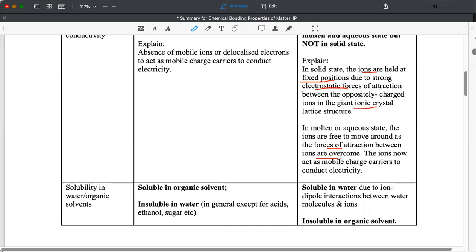You do not need to know the detail on why the force of attraction is overcome. Basically, the water molecules are able to separate the ions from each other. The water molecules are forming stronger interactions between the water molecules and the ions. And because of this, the ions are no longer held at fixed position and are free to move around to act as mobile charge carriers.